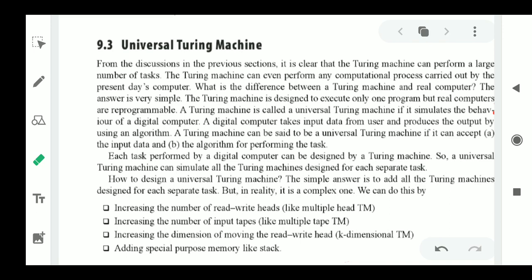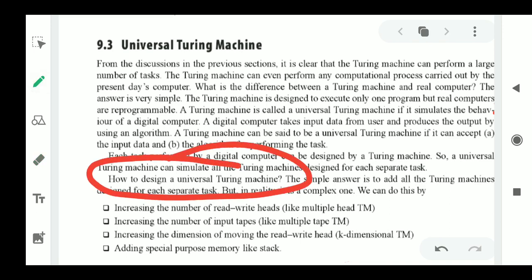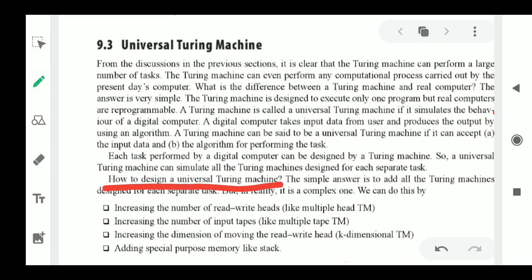These are the basic requirements for designing a universal Turing machine. See here, a very simple statement is given. How to design a universal Turing machine? The answer is to add all the Turing machines designed for each separate task. Consider you design Turing machines for addition, subtraction, and multiplication. After integrating all the programs, we can call that a universal Turing machine. These are the basic requirements for a universal Turing machine. This is what I would like to teach you regarding the universal Turing machine. Thank you. We'll meet in the next video lecture.